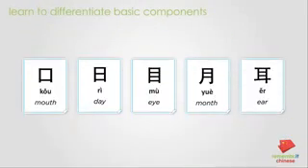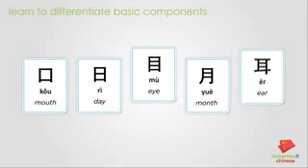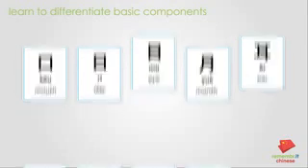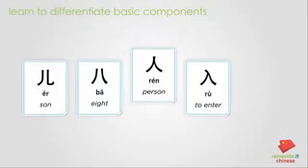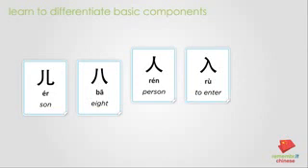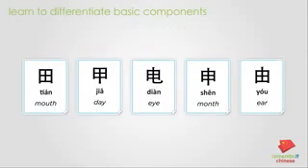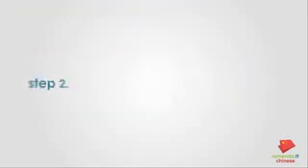For example, beginner students might not realize that the characters 木 and 耳 here are actually 2 different characters, not the same character written differently. The same with 人 and 入, so it helps to see them together and study them at the same time. Same with these.